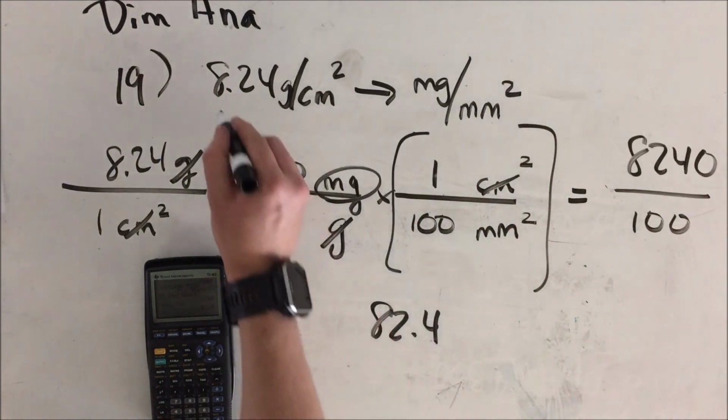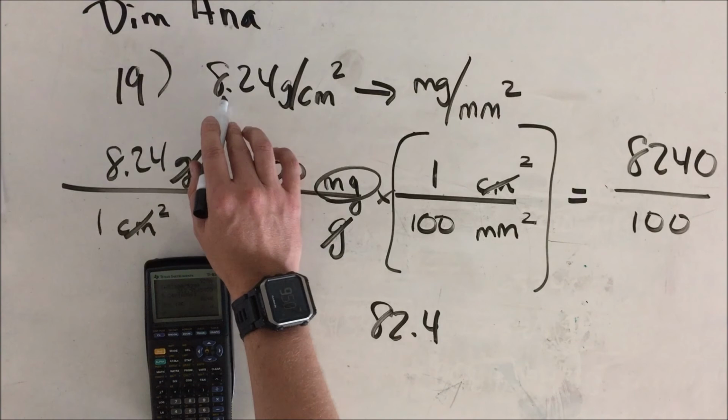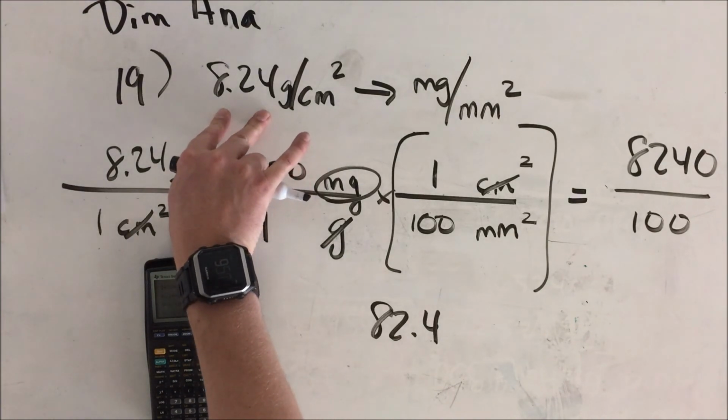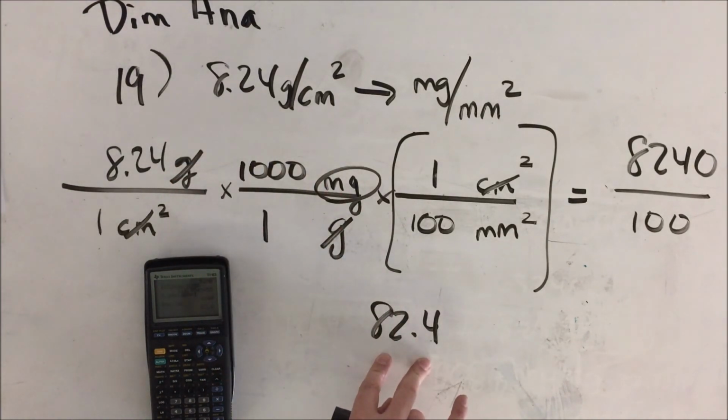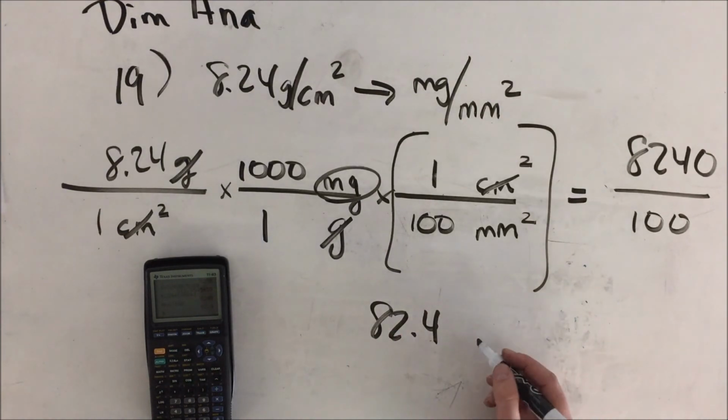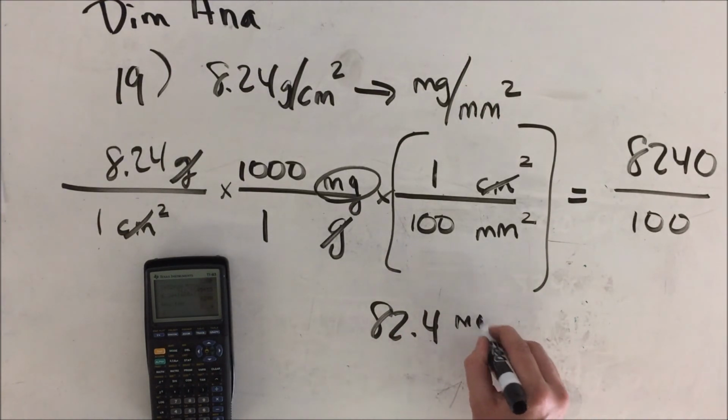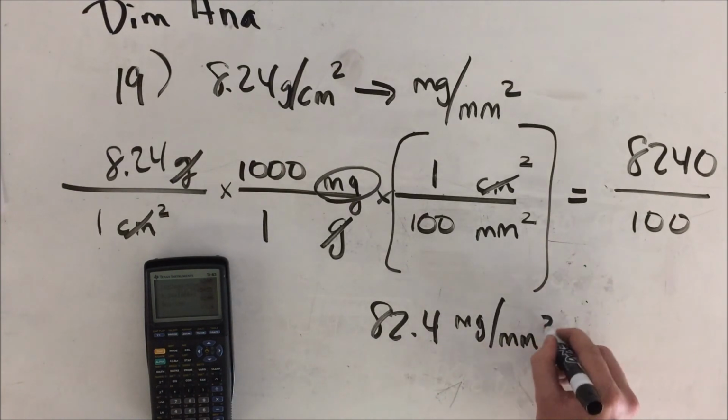So now, my first given was in 3 sig figs, and my answer happens to fall perfectly in 3 sig figs. So I don't have to do any rounding here. I just have to include my units, which is milligrams per millimeter squared.